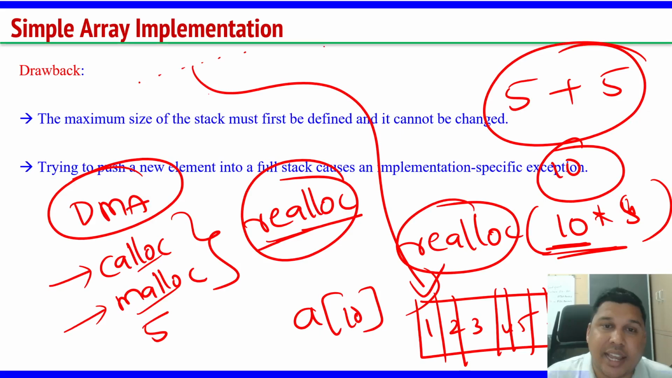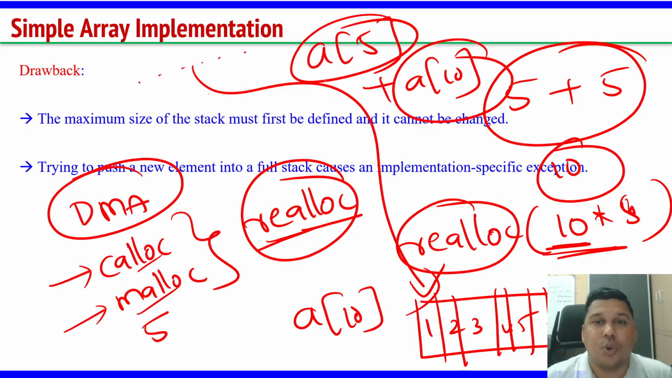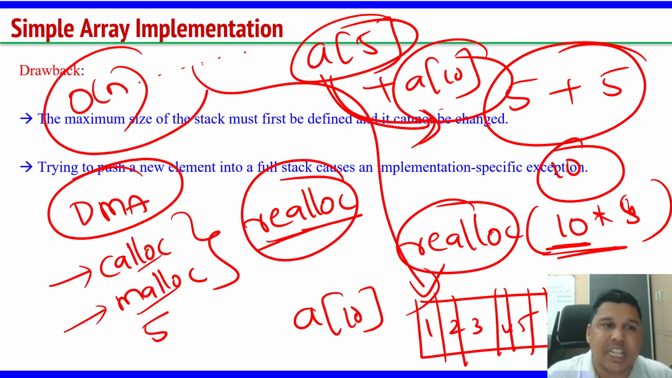Why? Unnecessarily I am using A of 5 space plus A of 10 space in my RAM. These 5 bytes are being used and then this 10 bytes. So you are copying the elements from the array to here. How do you copy? Using a loop. Loop means again order of n. Why? I have to copy the elements from this to this. It is internally being done. We are not doing it. Internally, automatically it is copying it. But internally, it is using some extra space and some computation.